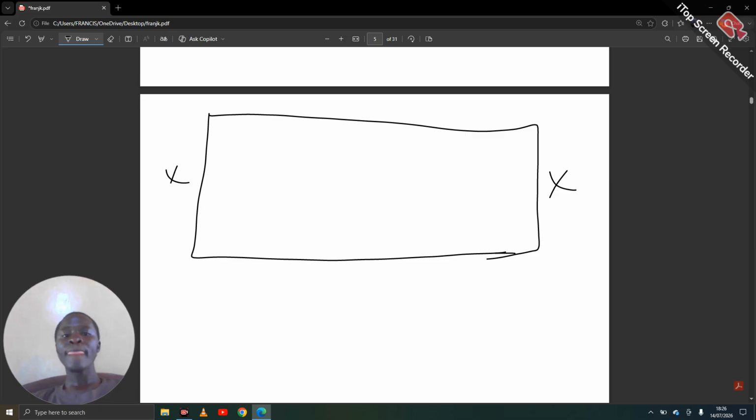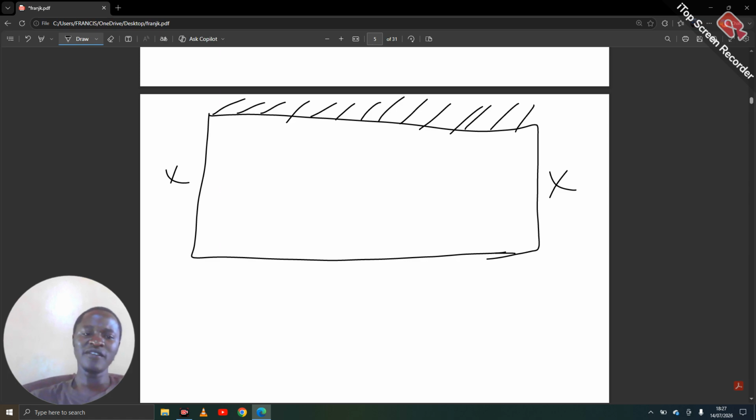Now, what is our length? Remember, the 4th side is already fenced. So let us assume that only this part has been fenced, so the 3 sides haven't yet been fenced. That means the length will be 1800 minus 2x. That will be the length.